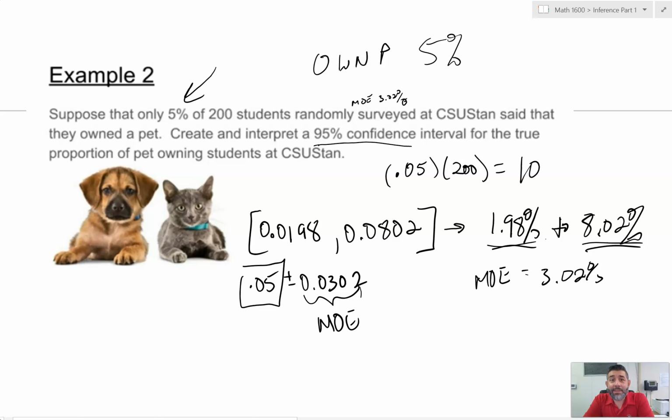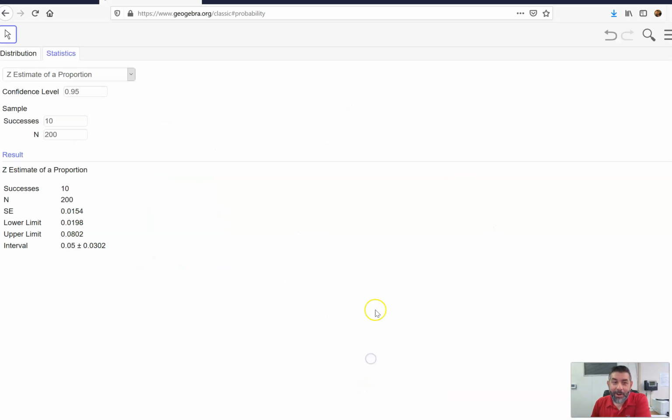Now, that's saying that anywhere in there could be the true proportion. It could be 2%, could be 8%. I don't know. It's somewhere in there. But we're 95% confident that it's somewhere in between 1.98 and 8.02. I think I repeated myself over and over, and hopefully you understand what I was saying. But the gist of it really for this video was how to use GeoGebra. All right, so this is how the GeoGebra output looks.